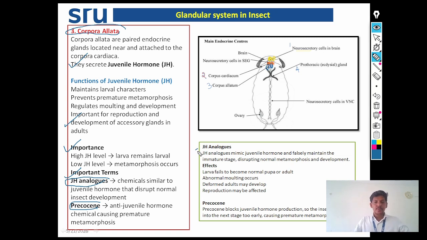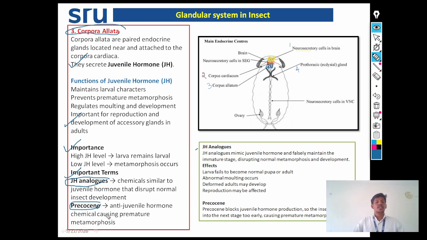See the effect of juvenile hormone analog. Larva fail to become normal pupa or adult. Abnormal molting will be there. Deformed adult formation will occur and reproduction may be affected.